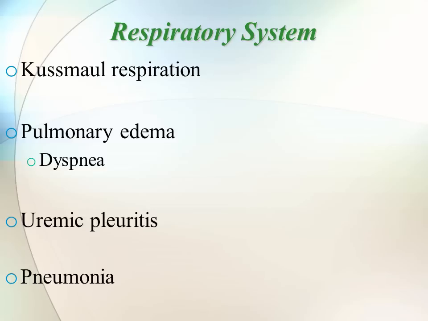Pulmonary edema. Of course, we have pulmonary edema secondary to fluid volume overload, maybe even secondary to heart failure. Pulmonary edema and dyspnea are a complication of acute kidney injury as well as end-stage renal disease. Dyspnea comes from the fluid volume overload and pulmonary edema, maybe even from the uremic pleuritis. Again, all the uremic toxins cause an inflammation of the lining of the lung.